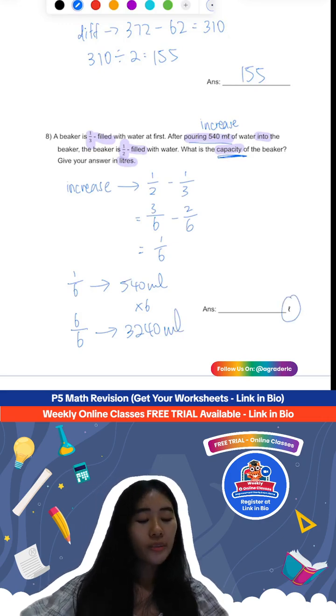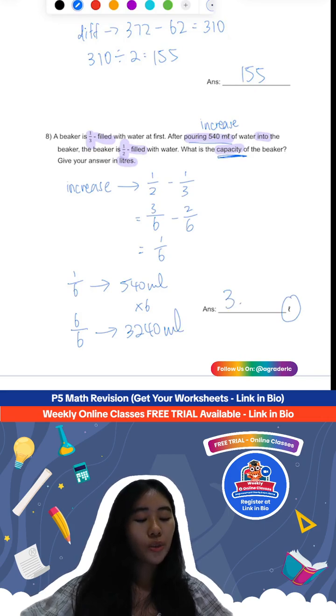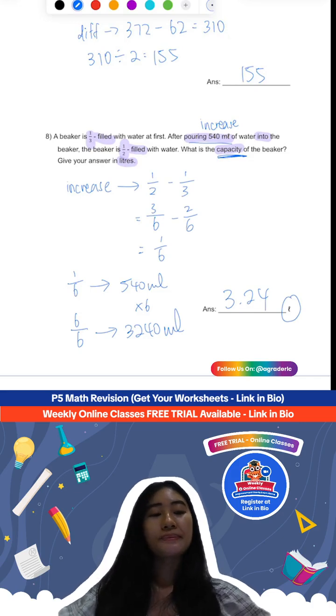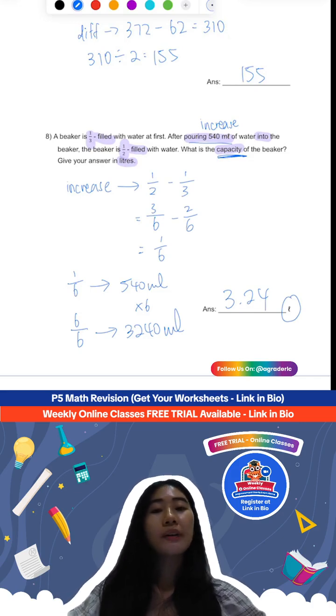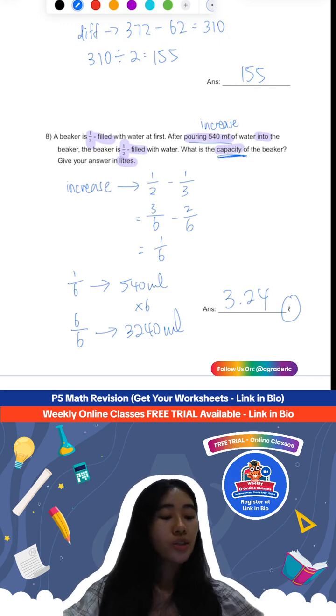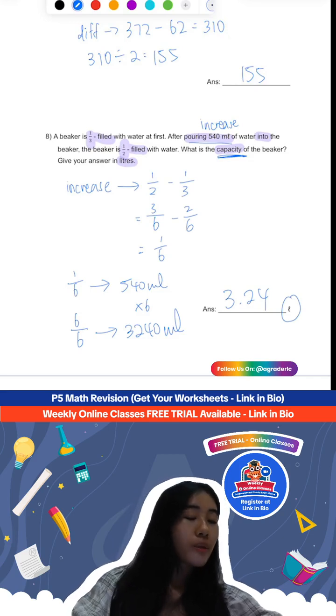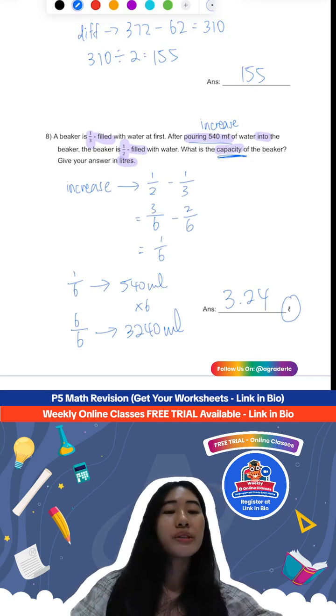Your final answer, please convert it to liters. It should be 3.24 liters. Question is quite well done. Yeah, I would say just now over 90 percent of you got it correct, which is great.